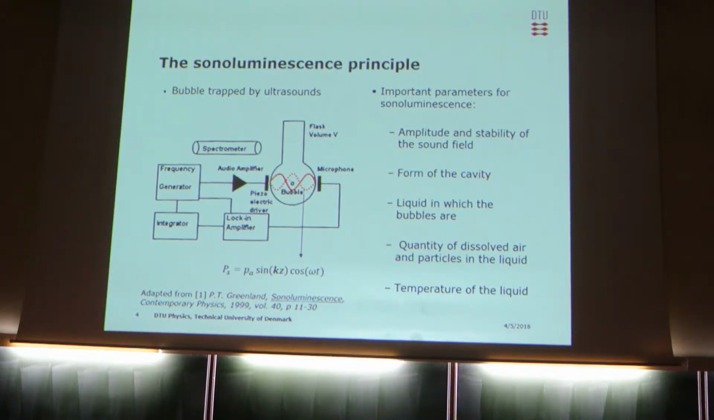There are several parameters that influence sonoluminescence. First, the amplitude and the stability of your static sound field in the middle. Then the form of the cavity, because this will influence the resonant frequency at which you have to make the bubble oscillate. Then the liquid in which the bubble is, the quantity of dissolved air and the particles in the liquid that can influence how the bubble behaves, and finally the temperature of the liquid.